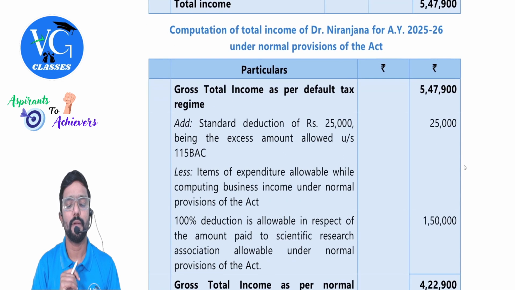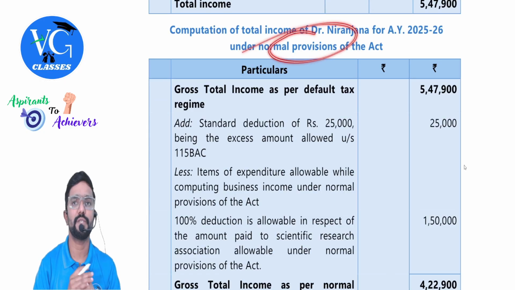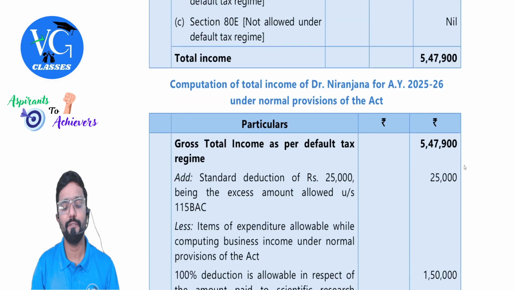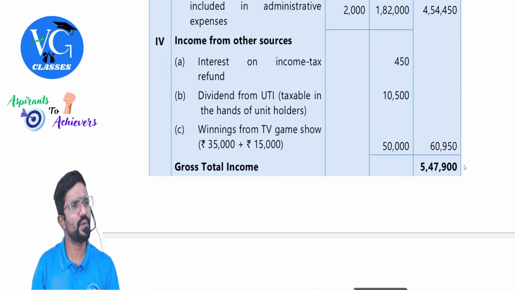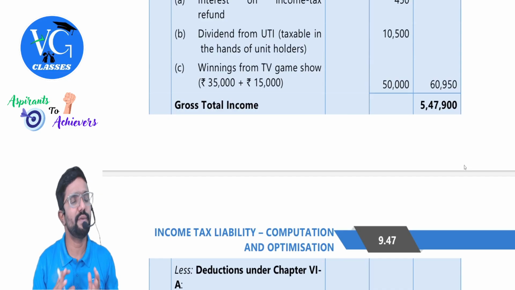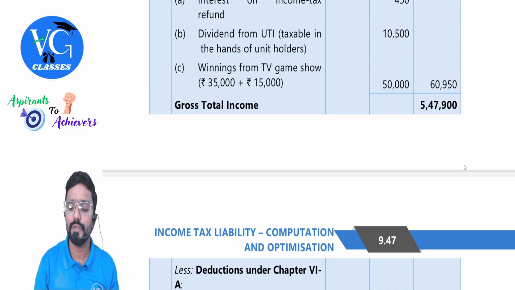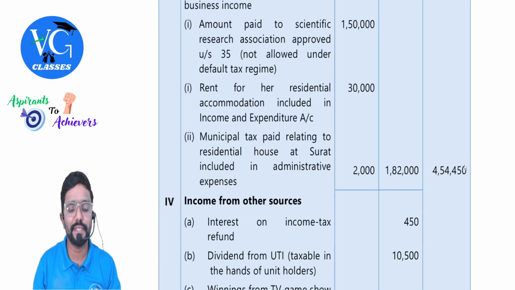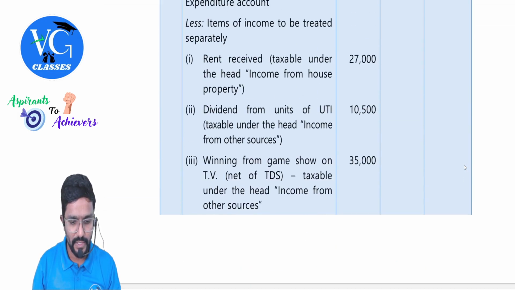Now coming to normal provisions, which is optional scheme. Optional scheme, they have taken the same gross total income as per default regime as a base. Sir, can we also do it? Yes, because again, don't start from the top. Anyway, same question now. So you need not start from the top. So they have taken this as the base. Any adjustments, sir? One second.